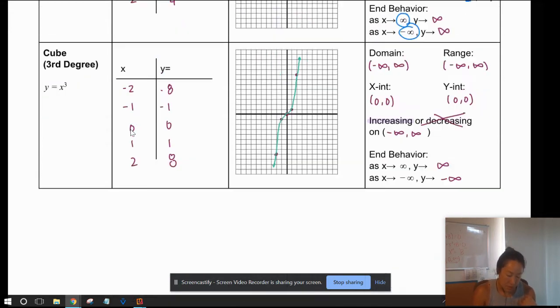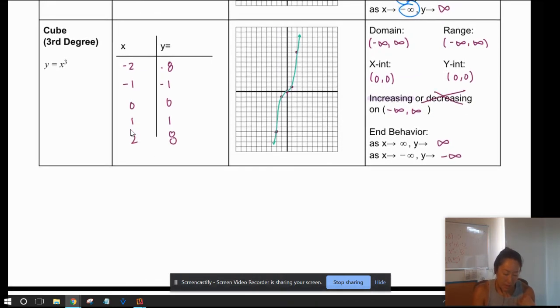Okay? Cube function. This is x to the third power. So we're cubing each of the inputs. So negative 2 cubed is negative 2 times negative 2 times negative 2, which is going to give me a negative 8. Then so on and so forth. 0 cubed is 0. Our graph looks like this snaky thing. Okay, our domain is negative infinity to infinity, and our range is negative infinity to infinity.